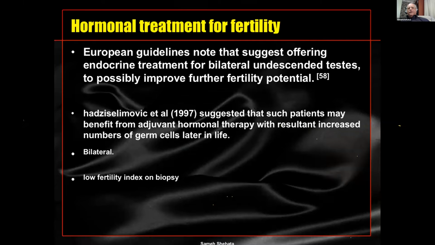Now let's look at another face of the coin, hormonal treatment for fertility. There are a lot of publications saying that hormonal treatment may improve fertility. These are the European guidelines. They suggest offering endocrine treatment for special cases, that is the bilateral undescended testis, with biopsy confirmation of low fertility index. There are reports that show that this can improve the fertility index, and one of our colleagues in Bosnia, Faruk Slimovic, has done more than 80 publications about the hormonal treatment in undescended testis, and he has got results suggesting that it improves the fertility. These results and these studies did not reach a high level of evidence, so it is to be taken cautiously.